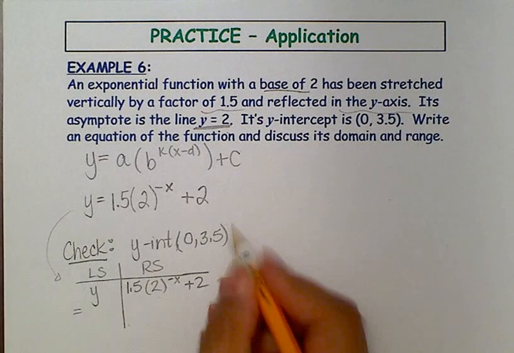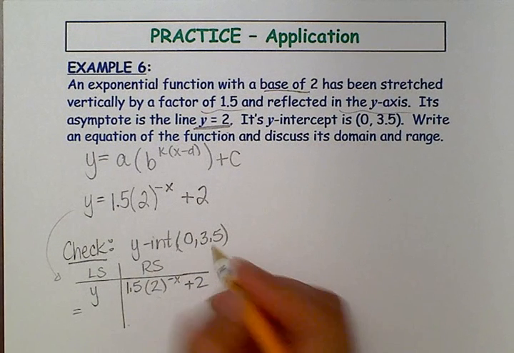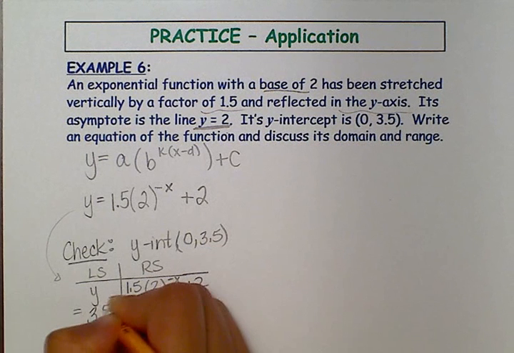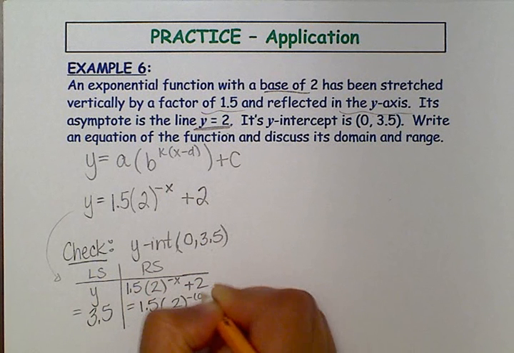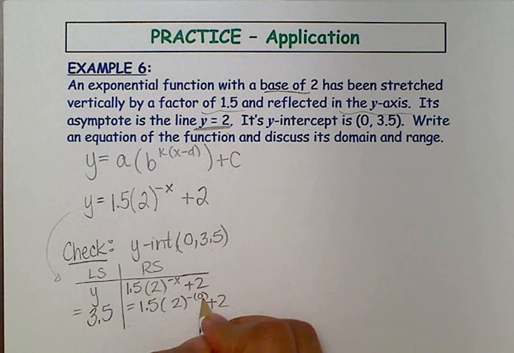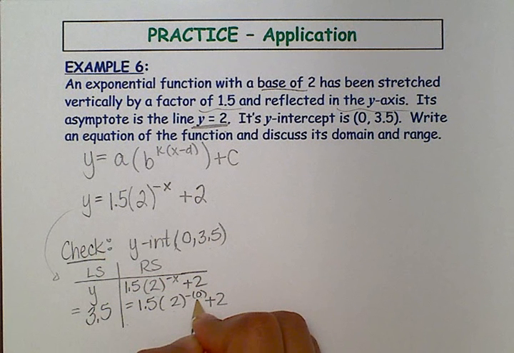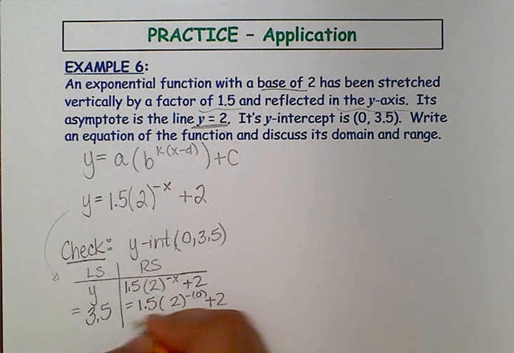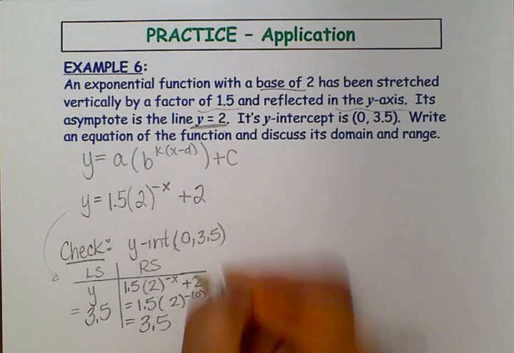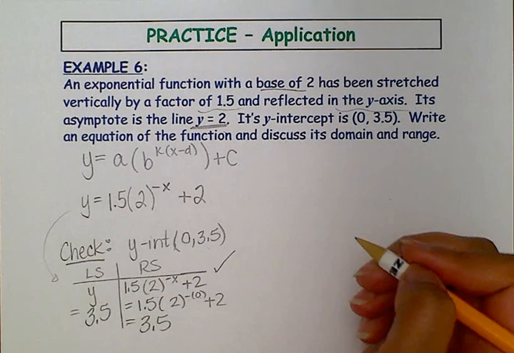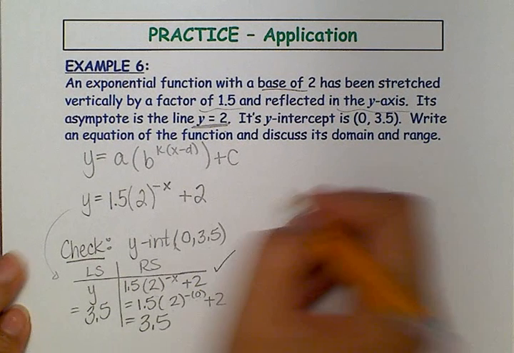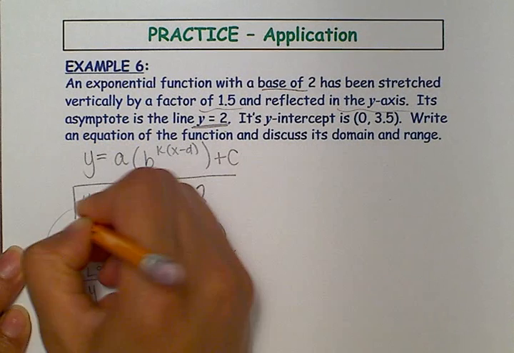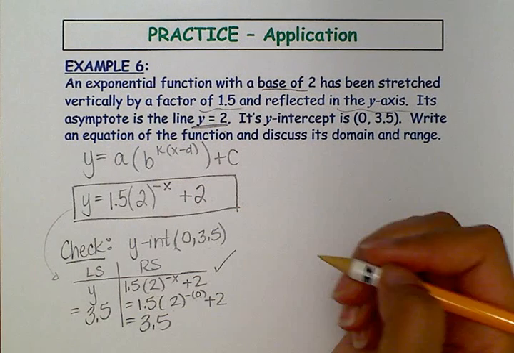So let's substitute in the point that we're checking. y is equal to 3.5. And on the right-hand side I have 1.5 times 2 to the exponent negative times 0, plus 2. And I know that negative times 0 is just 0. 2 to the exponent 0 is 1. 1 times 1.5 is 1.5, plus 2 is 3.5. So our equation satisfies the point that is the y-intercept. Now, it looks like this equation is fine. It doesn't have any other conditions that need to be satisfied. But it asks us to discuss the domain and range.